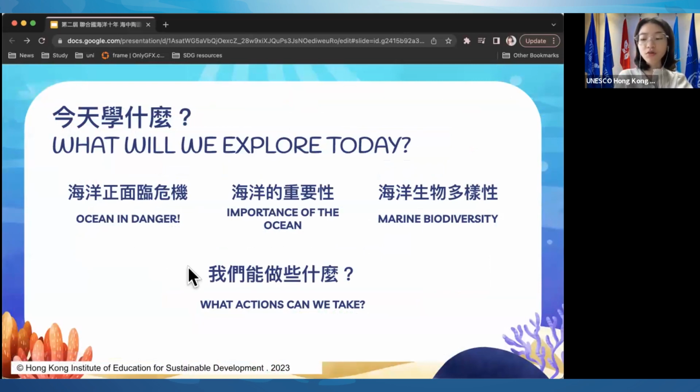First of all, ocean in danger. We will learn about what kind of difficulties or challenges our ocean is currently facing. Secondly, we will also learn about the importance of the ocean. Why do we need to protect them? And lastly, we will learn about marine biodiversity and what actions we can take as individuals, as kids. What can we do to protect our common ocean?